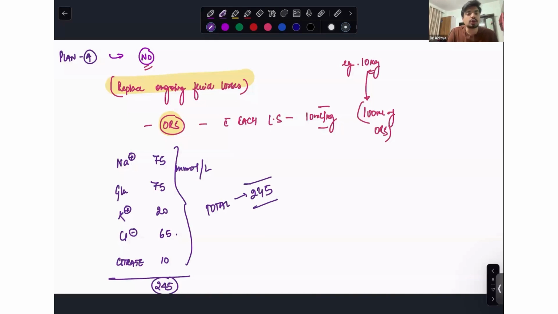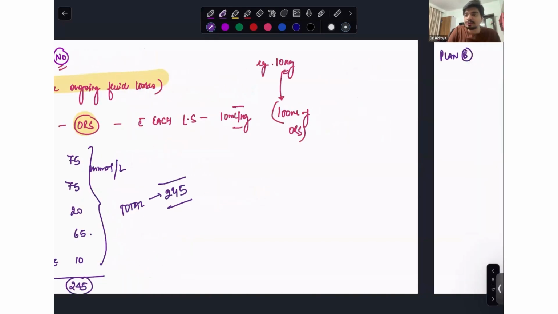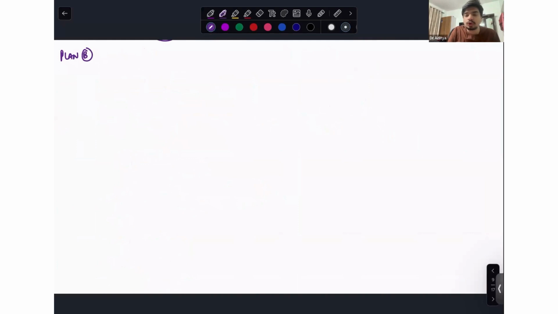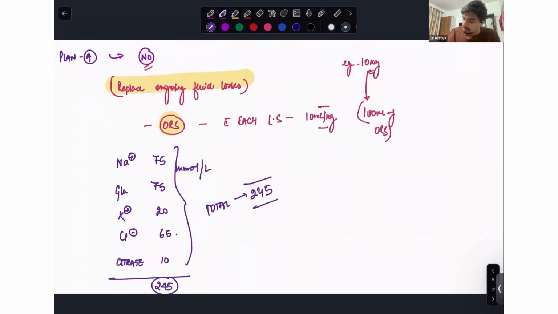Moving to the management, there is no role of antibiotic. No antibiotic. Someone asked about antibiotic? No antibiotic.